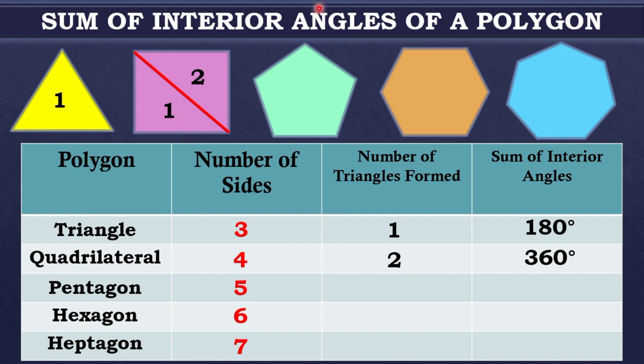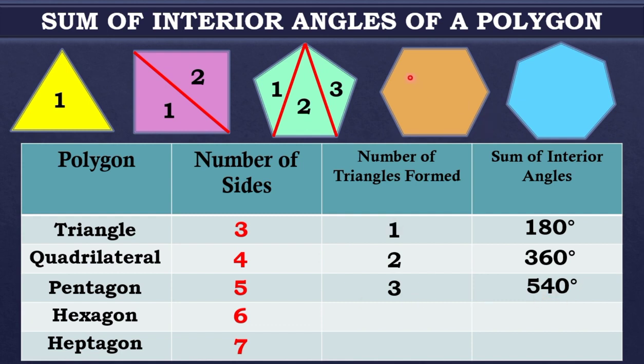Next, for pentagon. So, mag-create tayo ng diagonal from one vertex. And then, let us count the number of triangles. We have 1, 2, 3. So, this is 3. So, if we have 3 triangles here from a pentagon, for every triangle, we have 180. So, ano po ang gagawin natin? I-times natin si 3 kay 180 and that is 540 degrees. So, ibig sabihin, ang sum ng interior angles ng pentagon po natin is always 540 degrees. So, pag in-add natin yung interior angles natin dito sa pentagon, the sum should be 540 degrees.